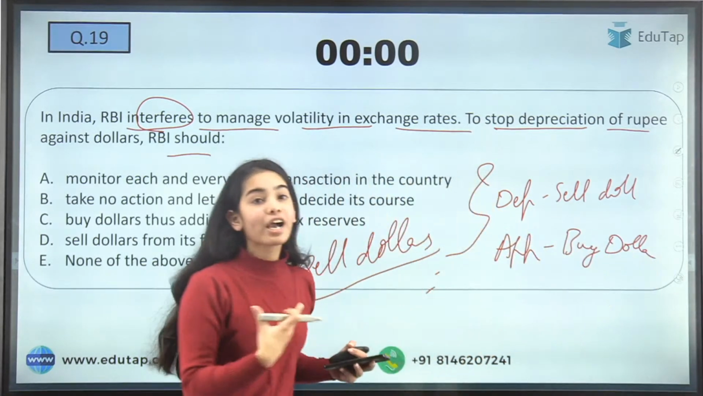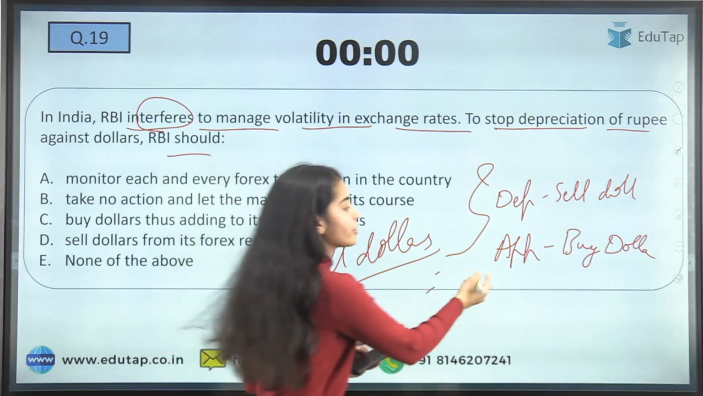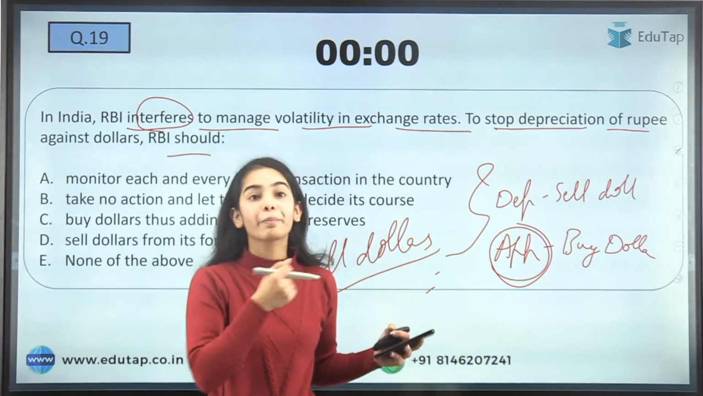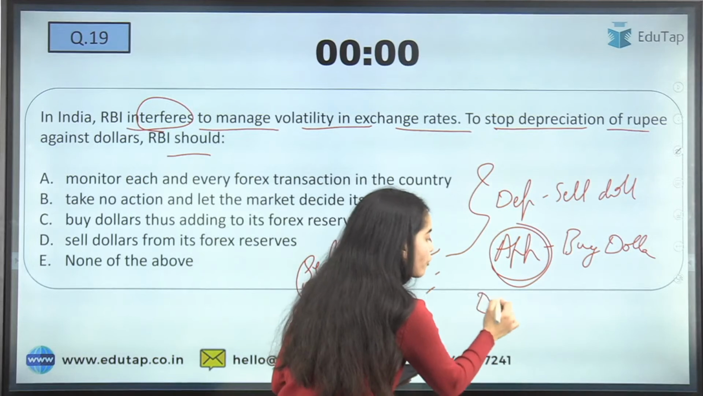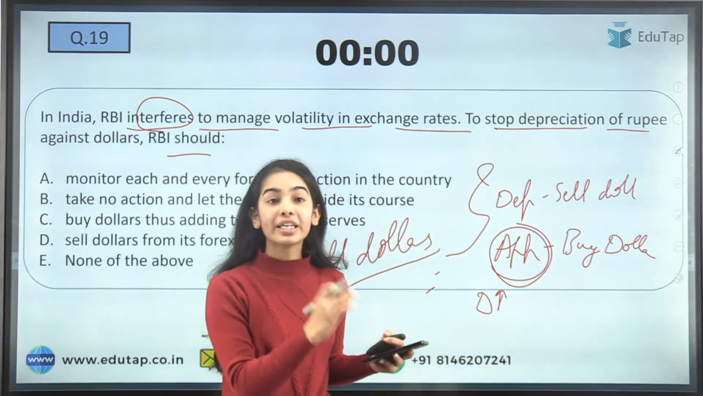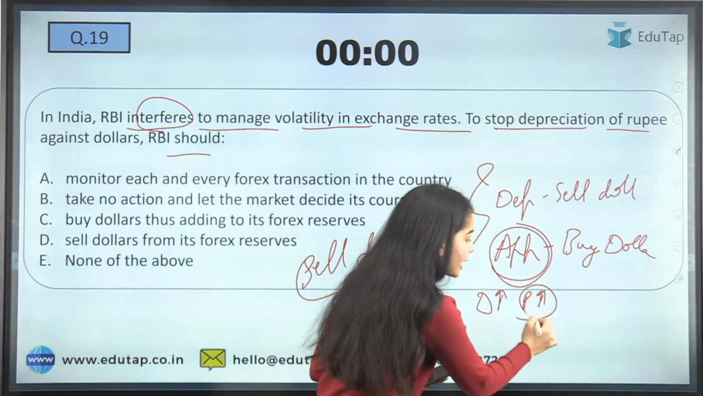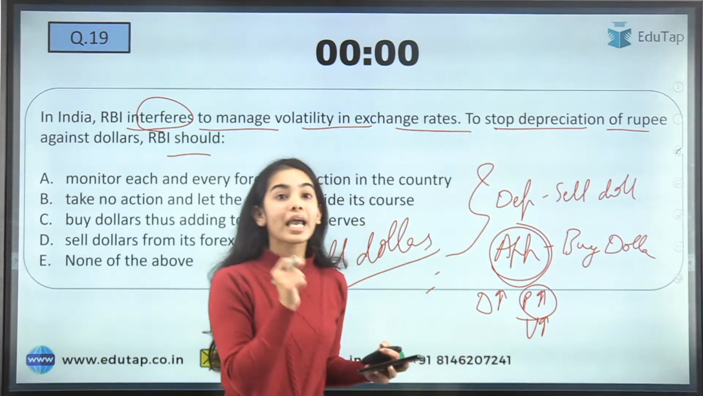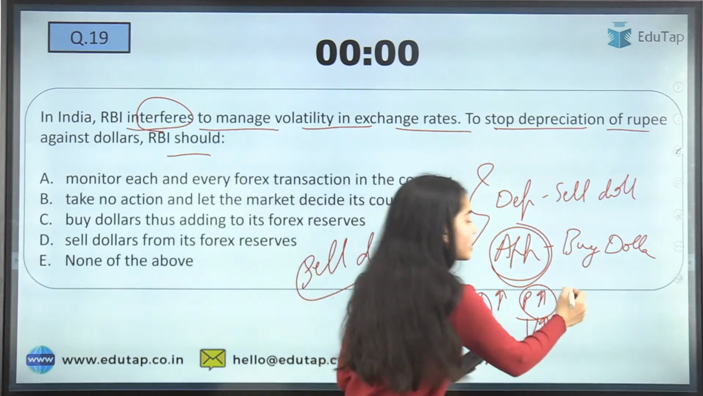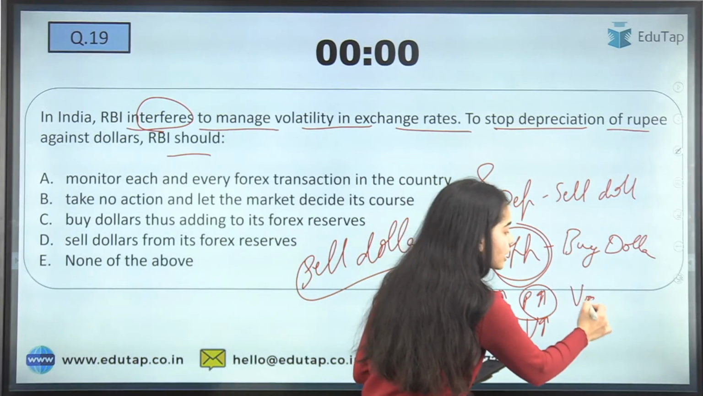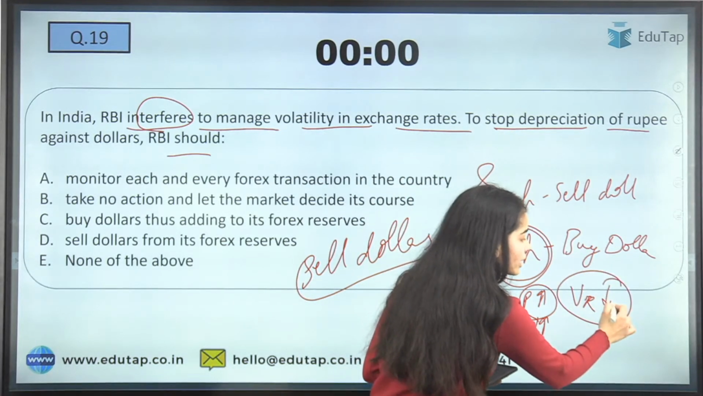Okay, in the case of appreciation, we are buying dollars so that the demand for dollars can increase, and when the demand for dollars increases, the price of dollars will increase, the value of dollars will increase, and when the value of dollars increases, the value of the Indian rupee will decrease in terms of dollars.